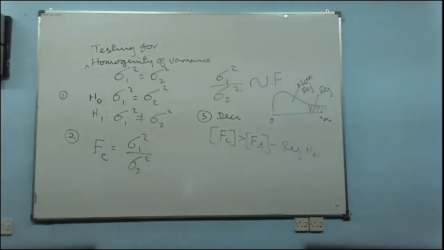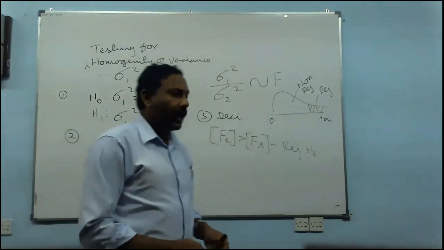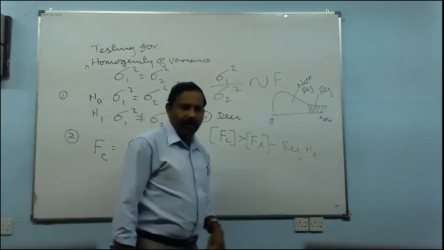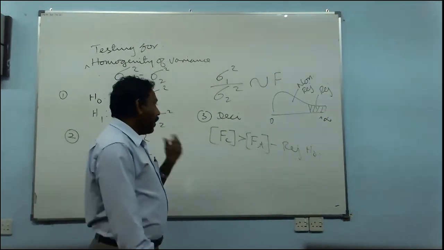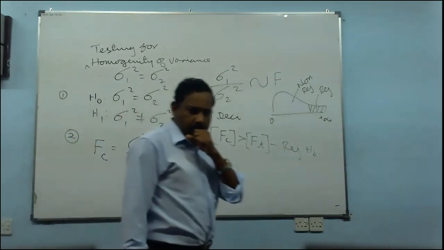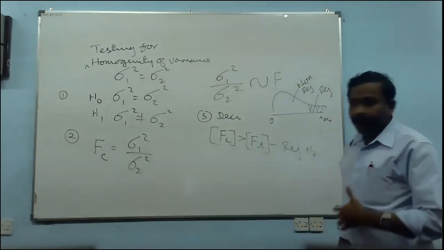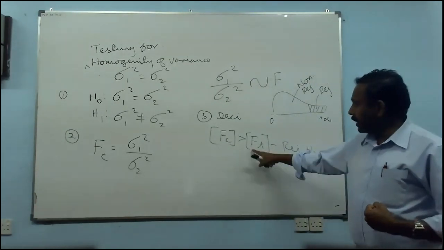So if our calculated value falls into the rejecting region, then we do reject our null hypothesis. So that is what we said, decision making process. If the calculated value is greater than the table value, we reject it. If we reject, what is the result? What is the conclusion?